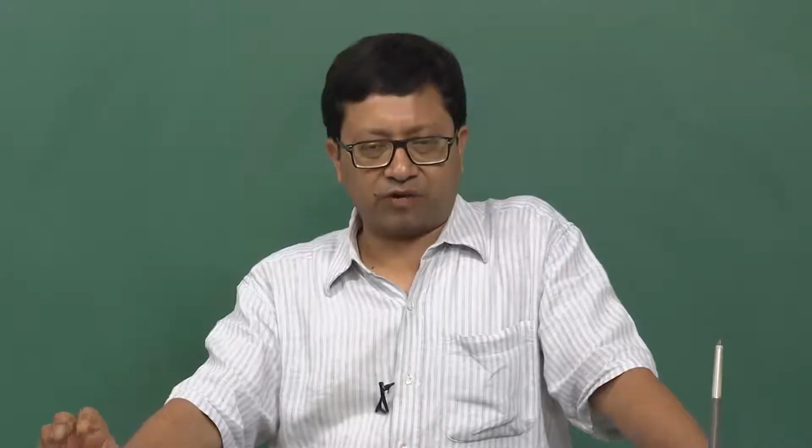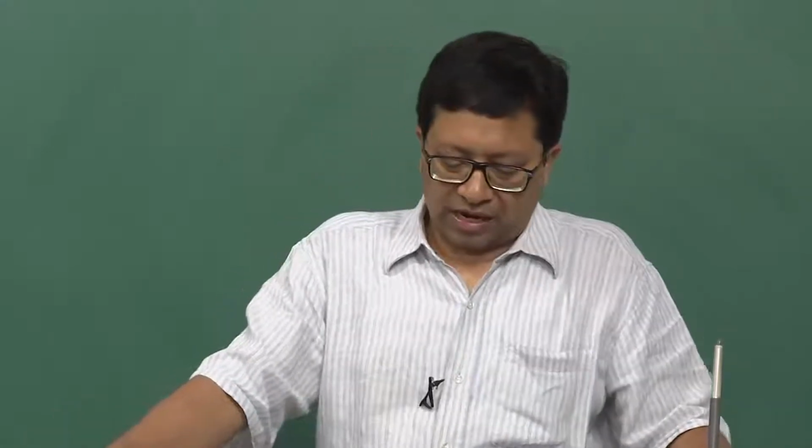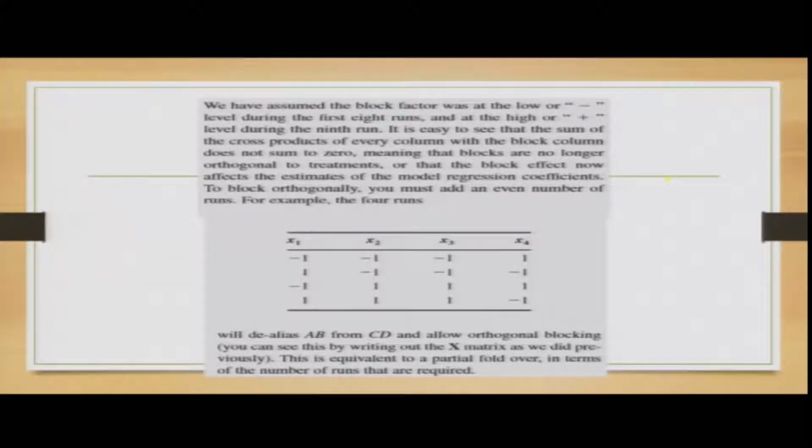To block orthogonality, we must add an even number of runs. For example, we have extra 4 runs, because there are x1x2 and x3x4 combined, which is AB and CD. So, hence we basically add more combinations, such that we can do the calculations and differentiate the effects in a much better fashion. So, with de-aliasing for AB, which is x1x2, and CD, which is x3x4, and allowing orthogonal blocking, this is equivalent to a partial fold over in terms of the number of runs that are required in order to estimate.